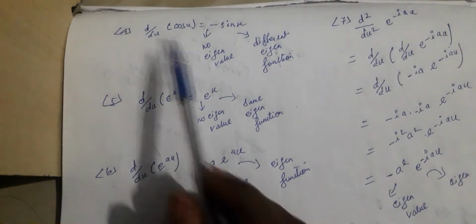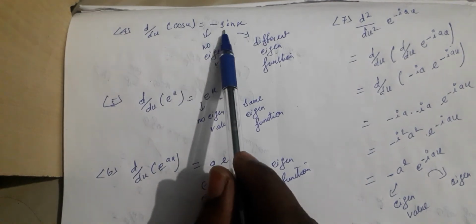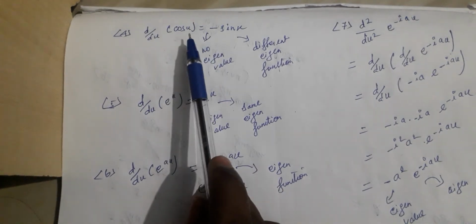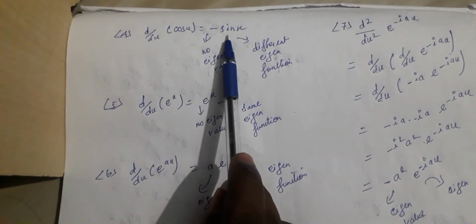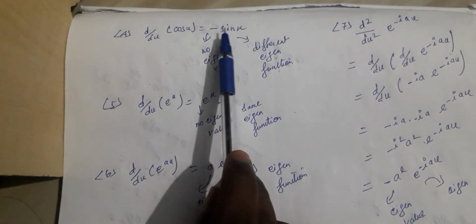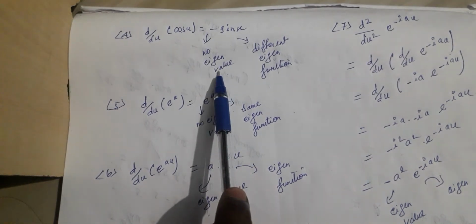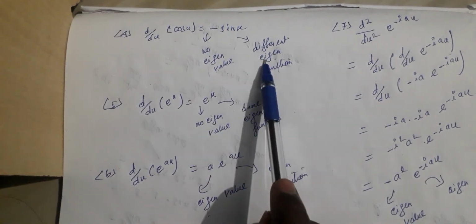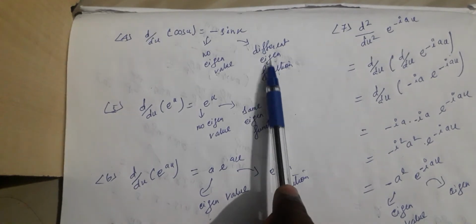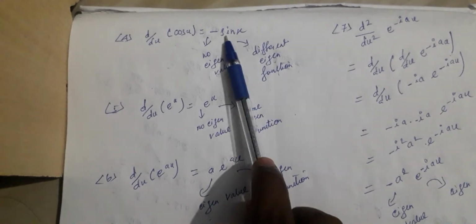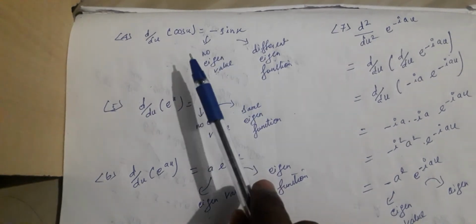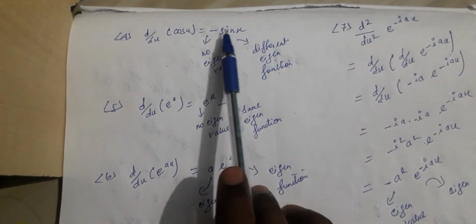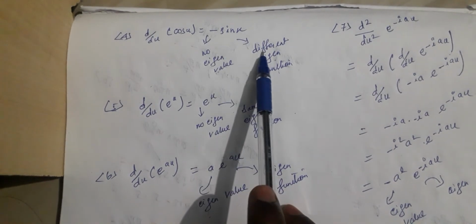Fourth example. So d by dx cos x equals minus sin x. See friends, already I told you. If you differentiate cos x, we will get minus sin x. So from here we do not get an eigenvalue, we only get an eigenfunction, but the eigenfunction is also a different term. If I ask the question, is the eigenfunction different or the same, obviously the answer is that the eigenfunction is the different one.